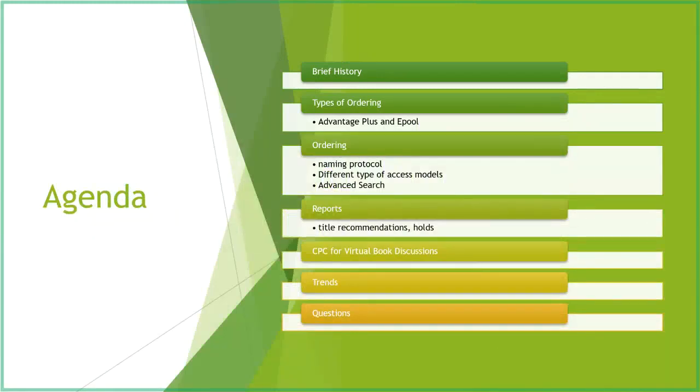Just a brief history of the RCLS Overdrive, the types of ordering that we do, Advantage Plus basically, and ePool ordering, a naming protocol, the different types of access models in Overdrive, and advanced search. I'm going to go over two types of reports, title recommendations and holds. If anybody has questions about some other reports, I can try and discuss them with you, but that could almost be a whole other webinar.